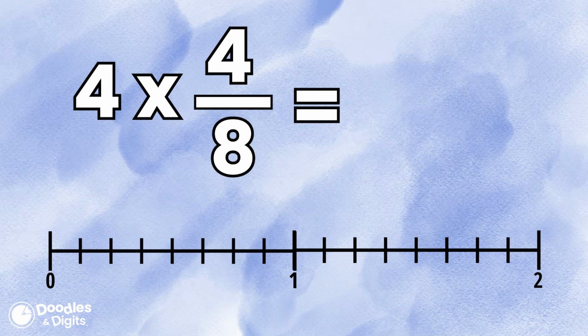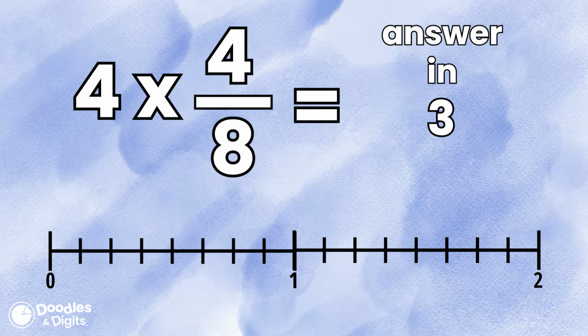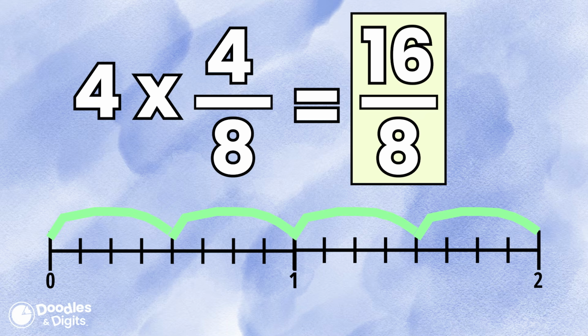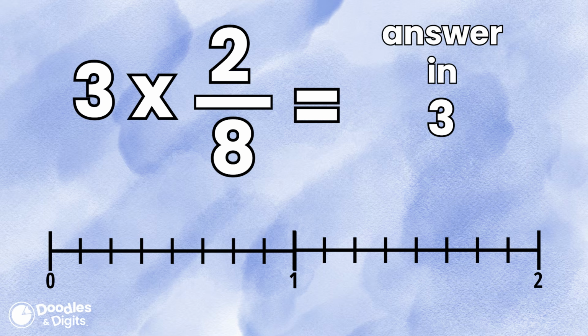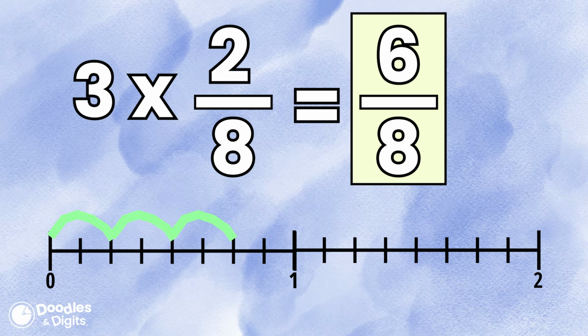All right, now that we've done a couple of these, let's see if you can do a few on your own. 4 times 4/8. 4 times 4/8 is 16/8, or 2 wholes. 3 times 2/8. 3 times 2/8 is 6/8. Did you get them correct?